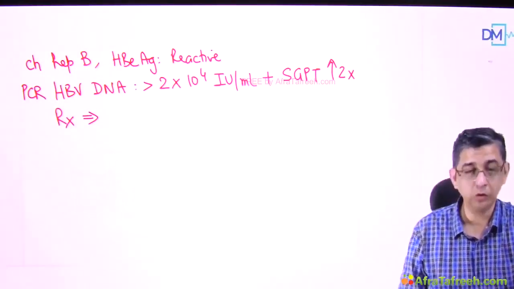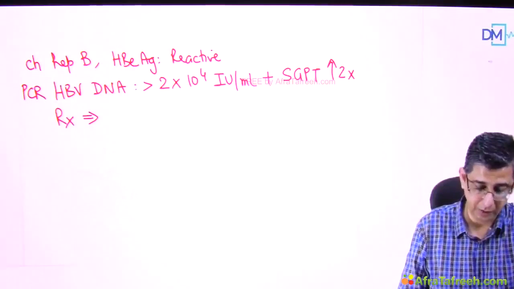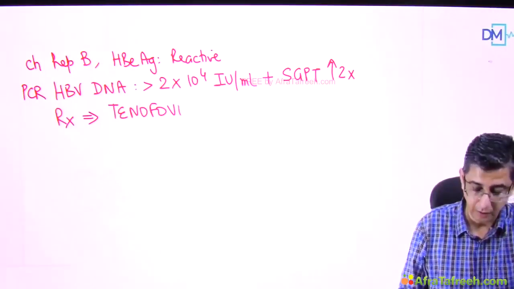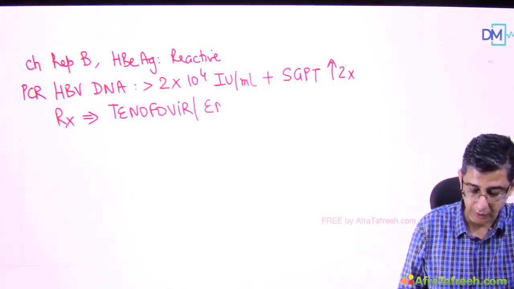So the drug that you will use for treatment of this patient in this particular case, and is the drug of choice for hepatitis B, is tenofovir. Alternatively, we can also use entecavir.